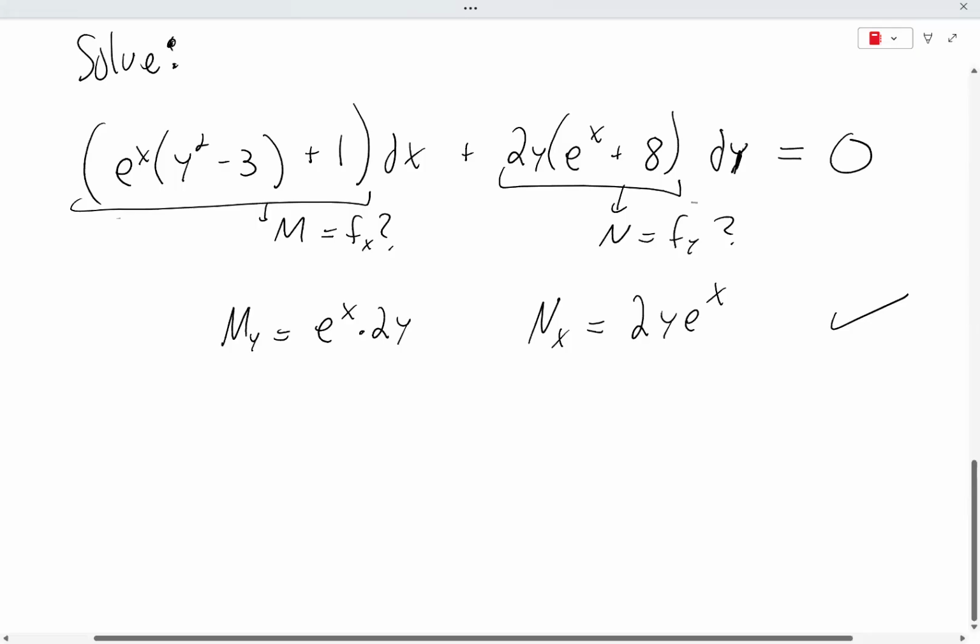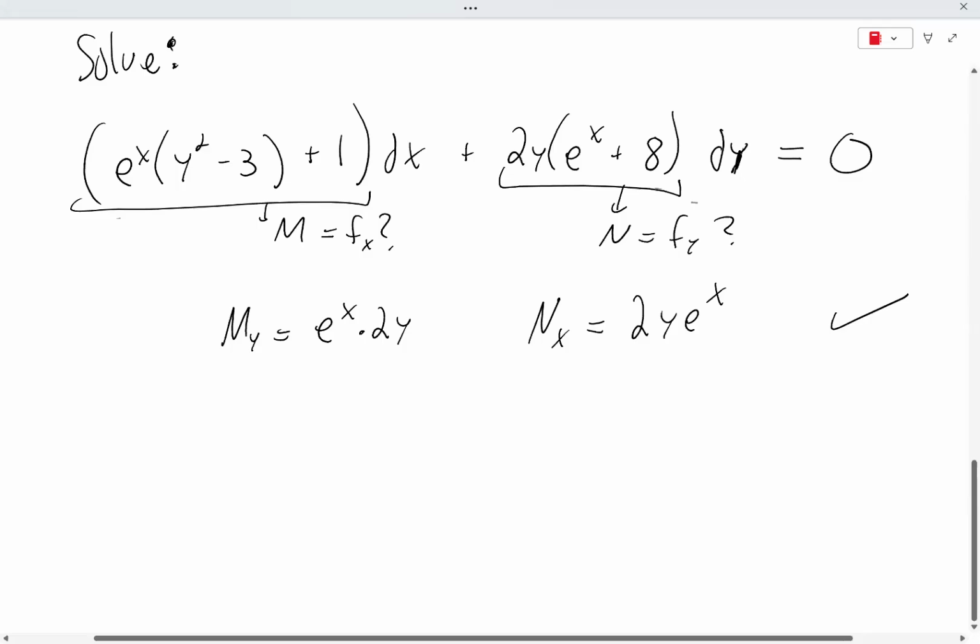Now by the way, you could integrate either of these first. You could do f sub y first, whichever is easier. They're about the same here, but I guess it's a matter of habit. I'll do f sub x first. But you could integrate either one. If you're stuck on one, try the other.